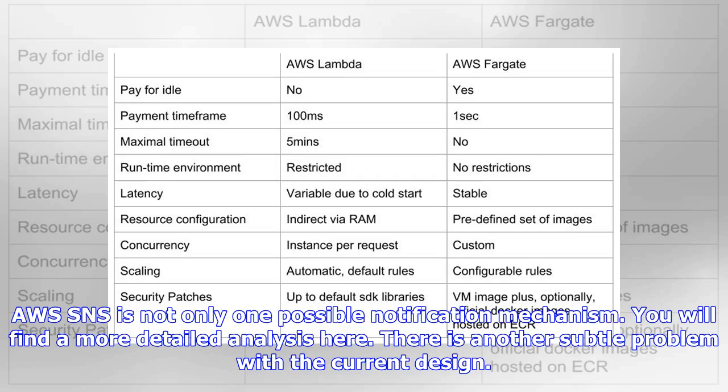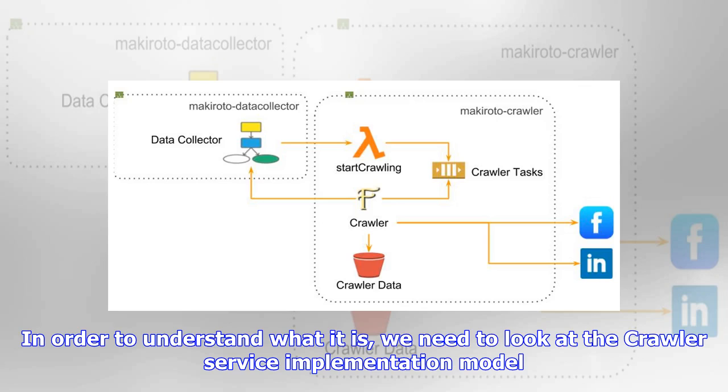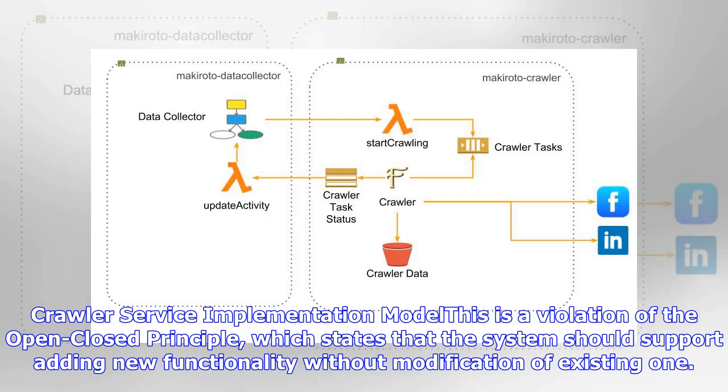There is another subtle problem with the current design. In order to understand what it is, we need to look at the crawler service implementation model. This is a violation of the open-closed principle, which states that the system should support adding new functionality without modification of existing one.